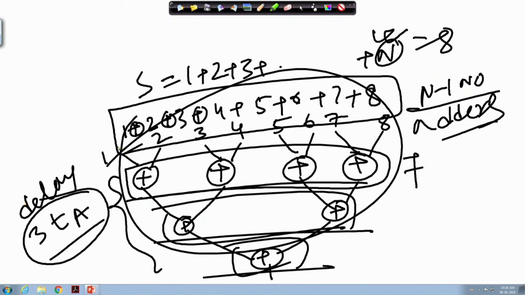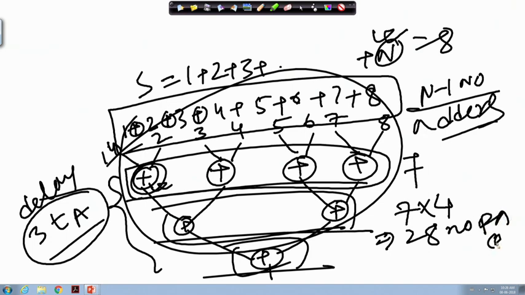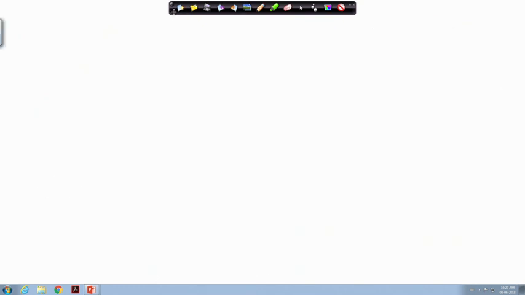If I consider each of these as 4 bit or 8 bit, say 4 bit, then how many full adder cells do I require? 7 into 4, that is 28 full adder cells. So, is there any other methodology or technique to implement the same thing? Yes, there is.